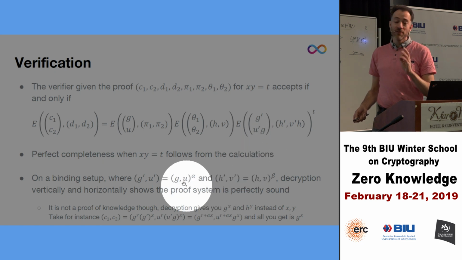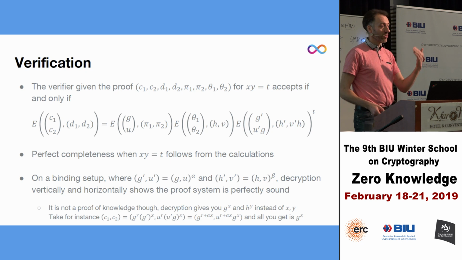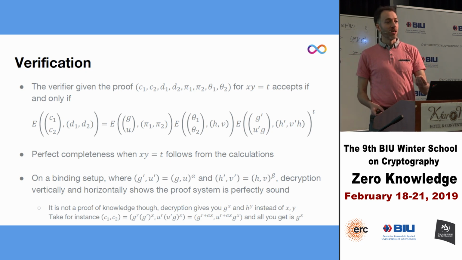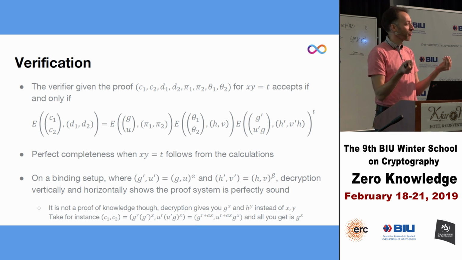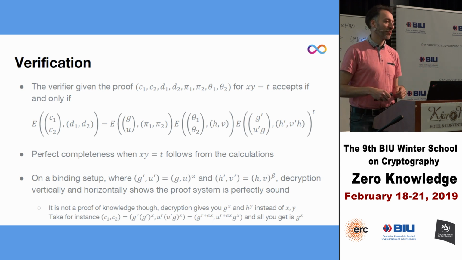It does not actually give us a proof of knowledge, right? Because what you decrypt when you do LGML decryption is you get out G to the X and H to the Y, but it doesn't actually give you X and Y. You may not be able to compute the discrete logarithms. But it does give you a soundness guarantee.